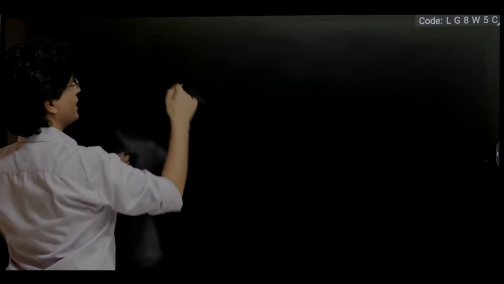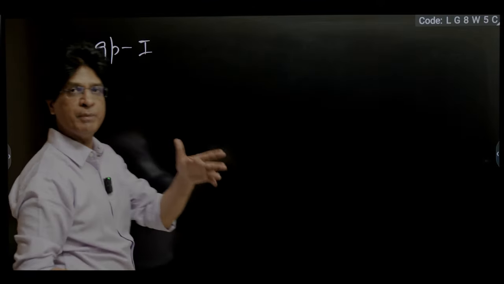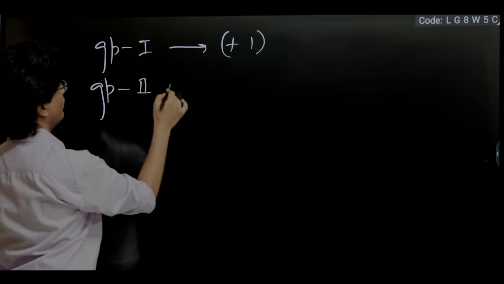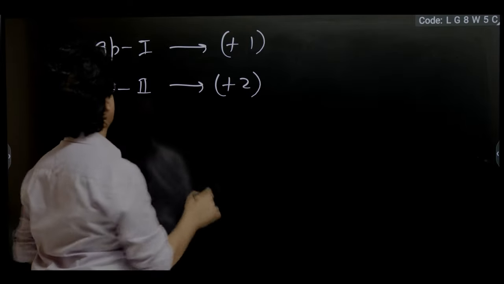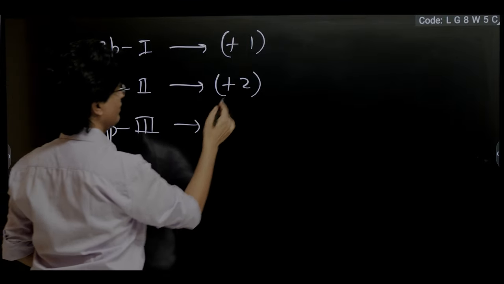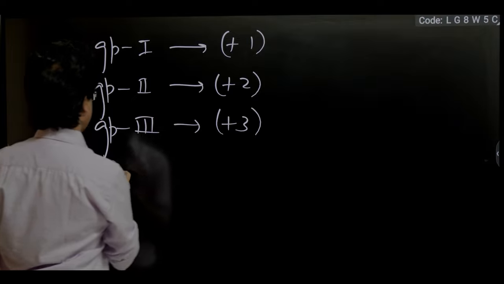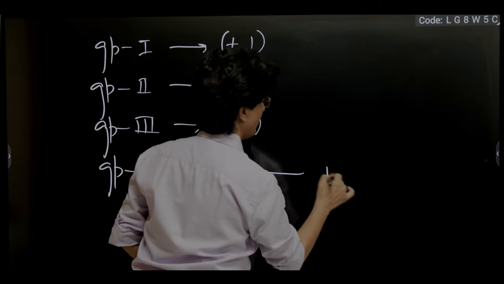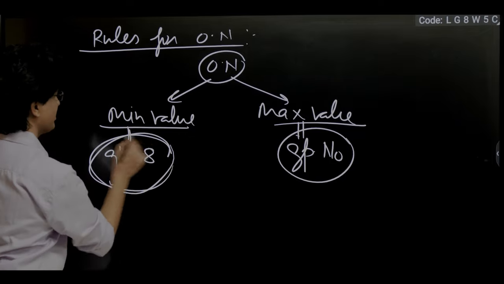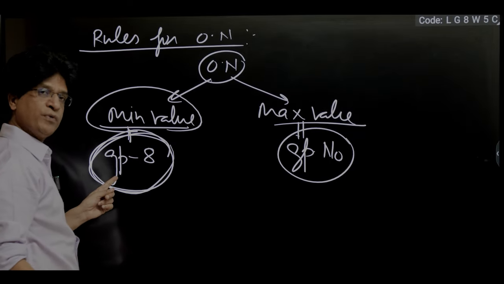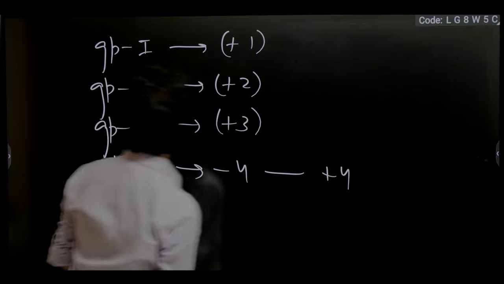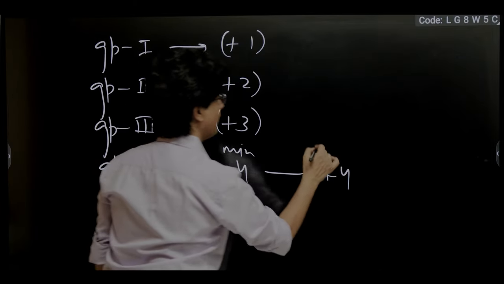Let's understand how the oxidation number will be deduced. Group number 1, that means alkali metals, always have +1 as their oxidation number. Group 2 will always have +2, and group 3 will always have +3. These are the rules. But group 4 will have a minimum of -4. If we go back, group number minus 8 is the minimum value of the oxidation number. The group number is 4, so 4 minus 8 is minus 4, and the maximum will be the group number itself, which is 4. So I can say -4 is the minimum value and +4 is the maximum value.